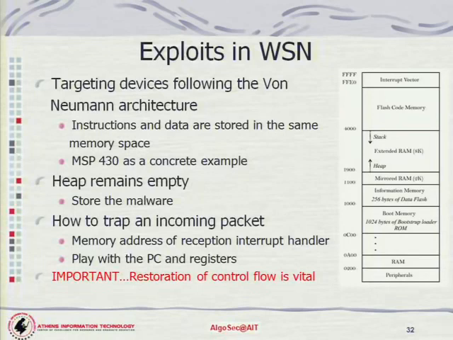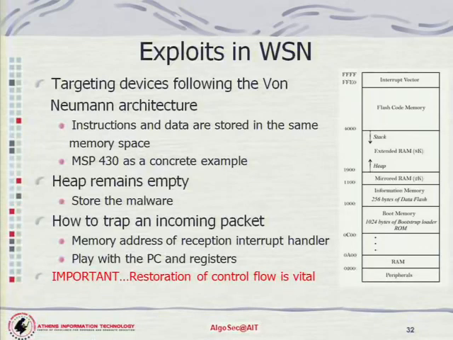You can do a buffer overflow, override the return address of a vulnerable function, pointing to that address, and then execute your malicious code. The most important thing here is the restoration of control flow. What this means is, if you want to inject a big piece of code, you have to send a series of malicious packets containing your code.